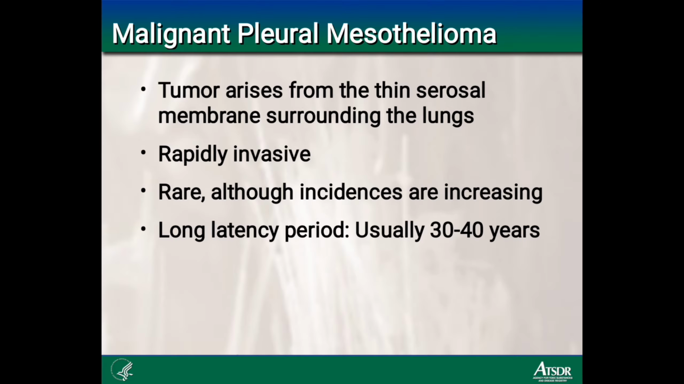Now, the other type is malignant pleural mesothelioma. This type of tumor arises from the thin serosal membrane surrounding the lungs, and it is rapidly invasive. It is rare, but incidence is increasing day by day, and it has the longest latency period, around 30 to 40 years.